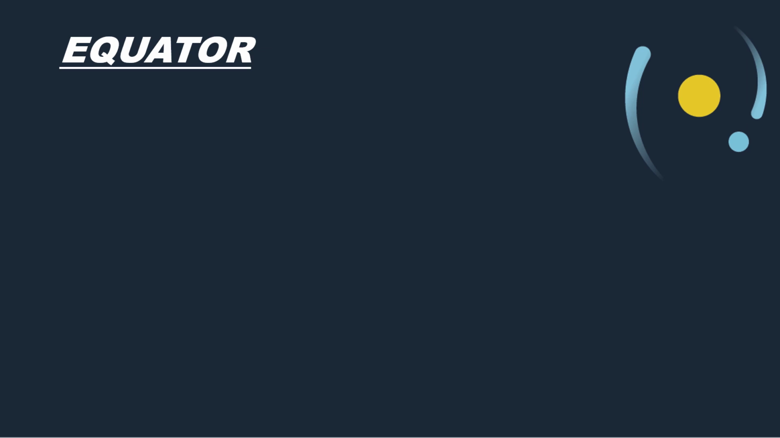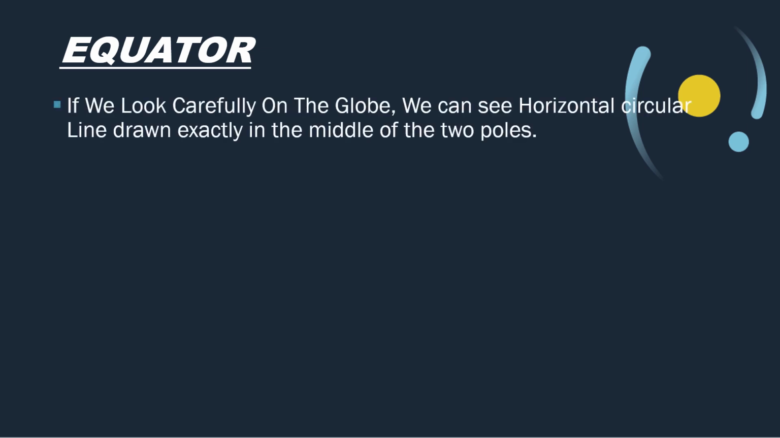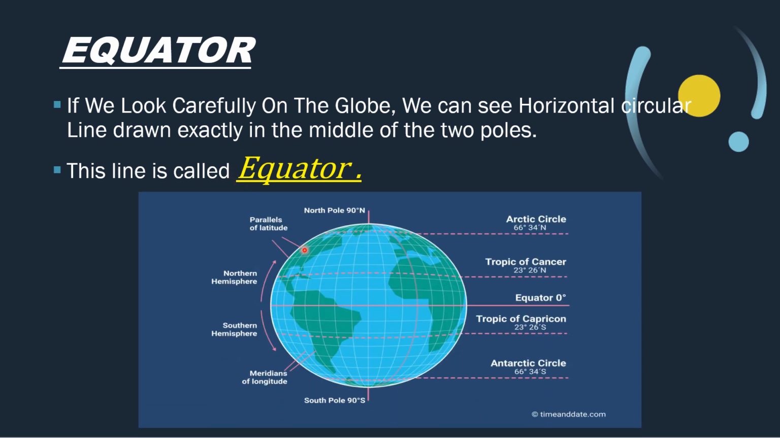Now, let's study about equator. If we look carefully on the globe, we can see a horizontal circular line drawn exactly in the middle of two poles. This line is called equator. Here, can you see? This is equator, right? And it lies at 0 degree. Here you can see it is a horizontal circular line. Why circular? Because it covers the whole earth and earth is spherical in shape.